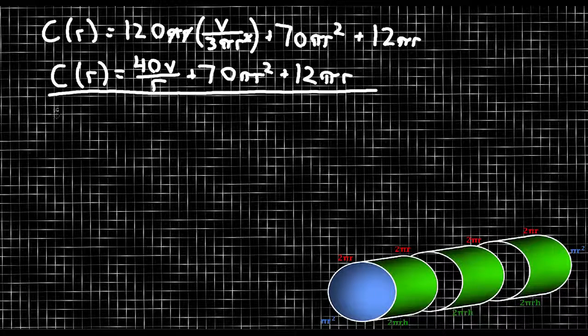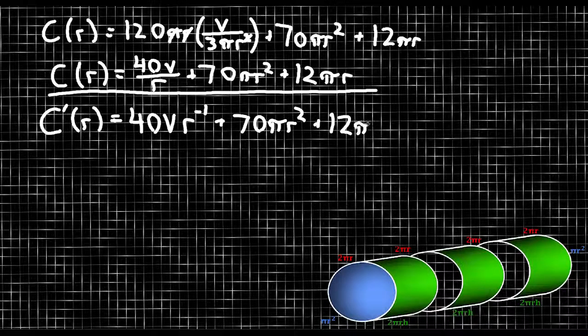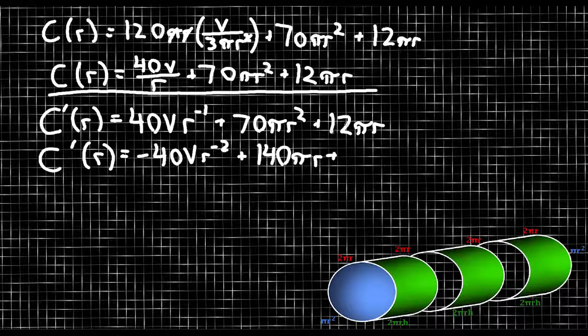So the first thing we'll do, let's rewrite this to make this a little bit easier to manage. So 40v, and remember the v is actually being used as a constant in this. And so when we take the derivative, 40v r to the negative 1 is going to be negative 40 v r to the negative 2, plus 70 times 2 is going to be 140 pi r, and then 12 pi r will just simply be 12 pi. And this gives us our derivative, which we will set equal to 0.